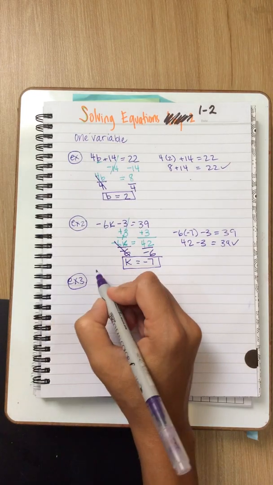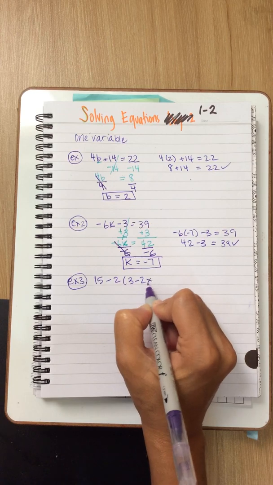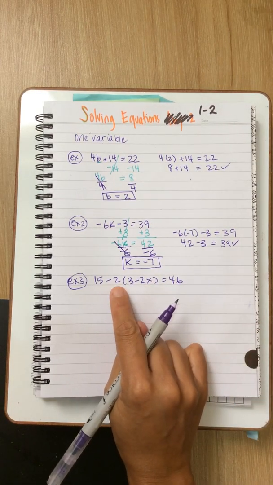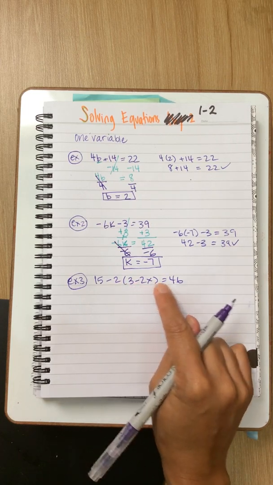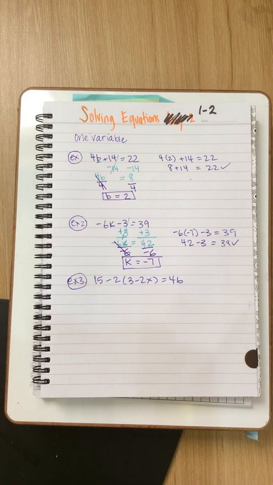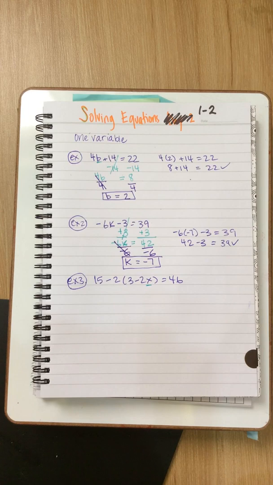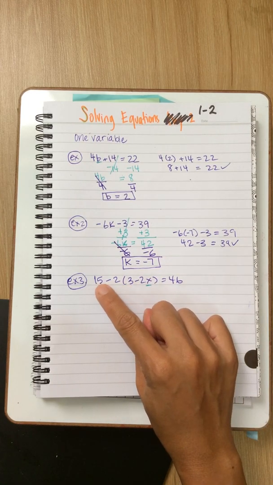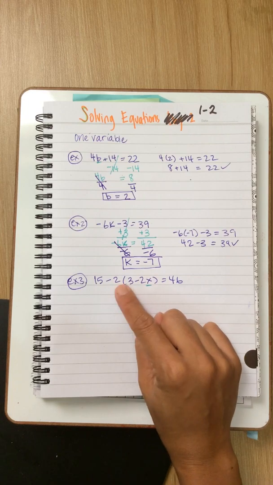Okay, let's get a little bit more complicated. Okay, this one has a lot more numbers in it. 15 take away 2 multiplied by this whole expression here, 3 minus 2x, equals 46. So I need to get this x by itself, okay? But I can't get this x by itself until I get rid of this 3, this 2, this 15, and then finally get rid of that negative 2, right? So I can't deal with anything here in the parentheses until they're gone.